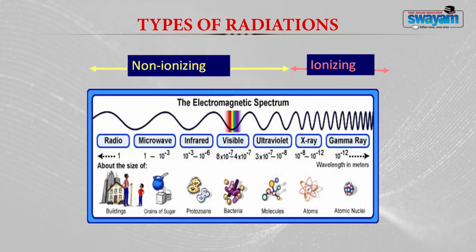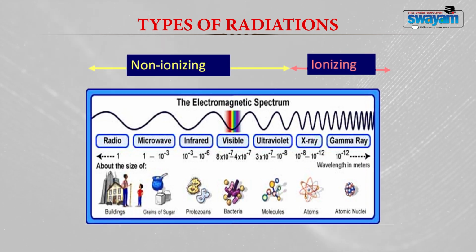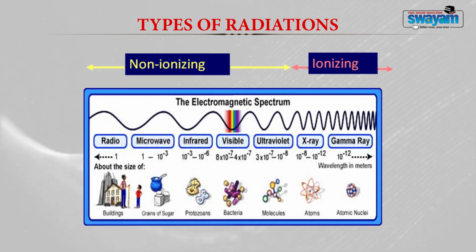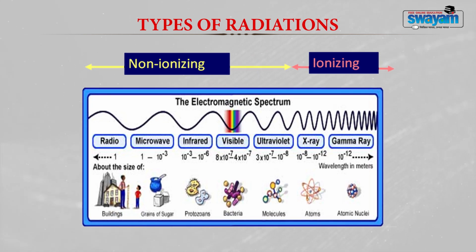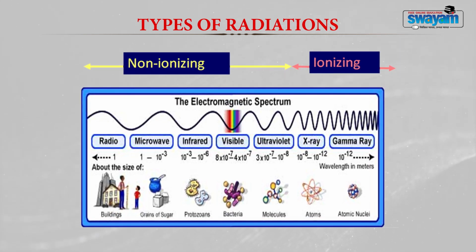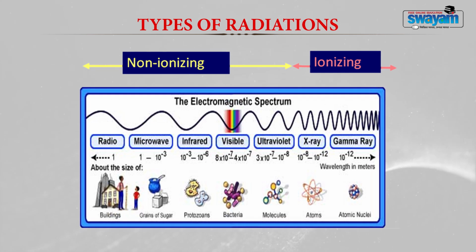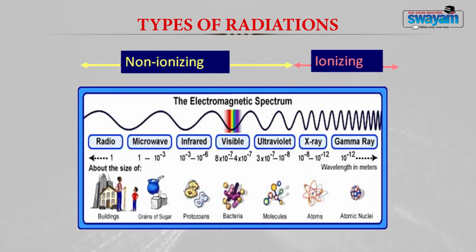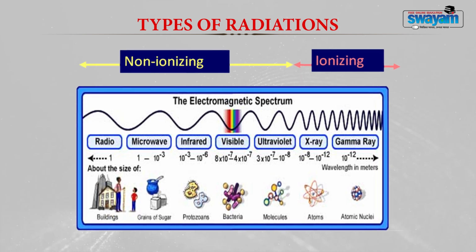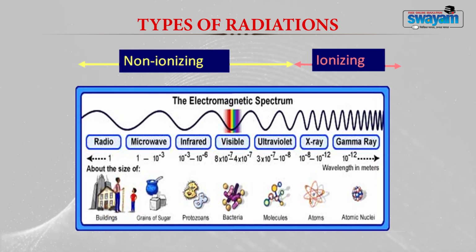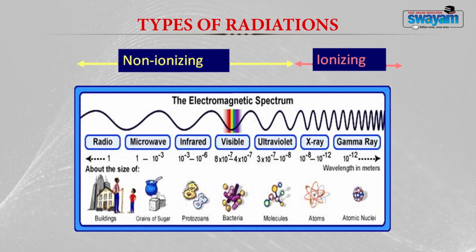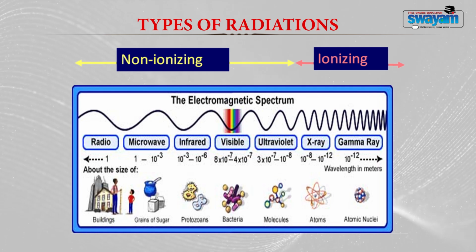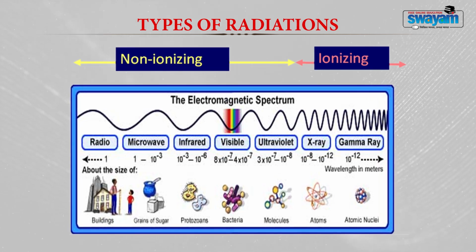In this spectrum, as we move from left to right, you will find that the wavelength is decreasing, and you also know that there is an inverse relationship between energy and wavelength of a radiation, meaning the smaller the wavelength, the more the energy. So, based upon energy, all radiation can be divided into two groups, non-ionizing radiations and ionizing radiations.